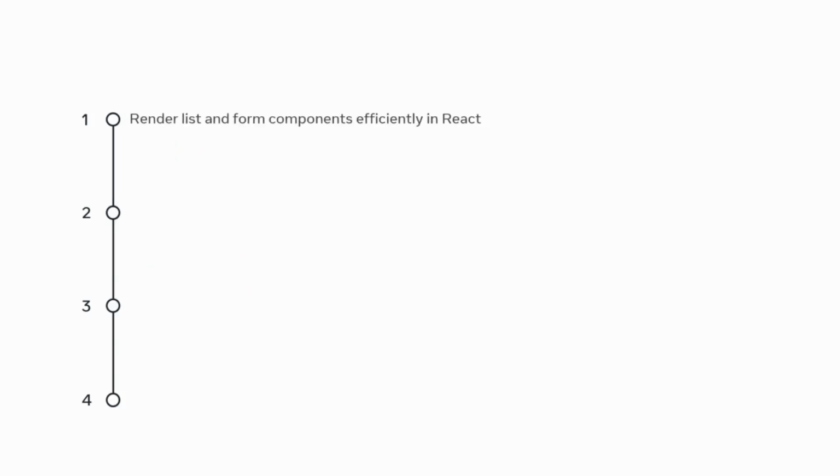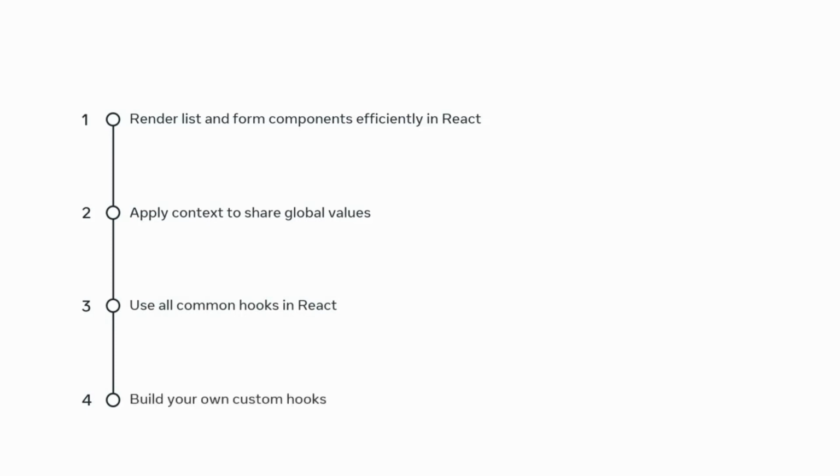Following your completion of this course in Advanced React, you should now be able to render list and form components efficiently in React. Demonstrate how context provides a way to share global values between components with a defined API and potential applications. Use all common hooks in React and put them to use within your application. And build your own custom hooks.